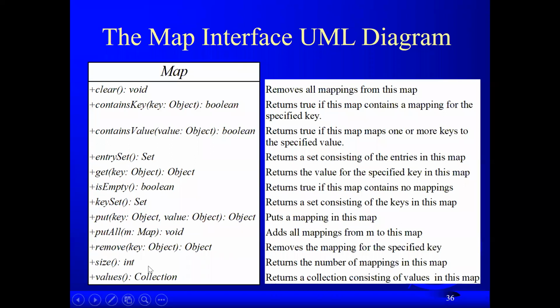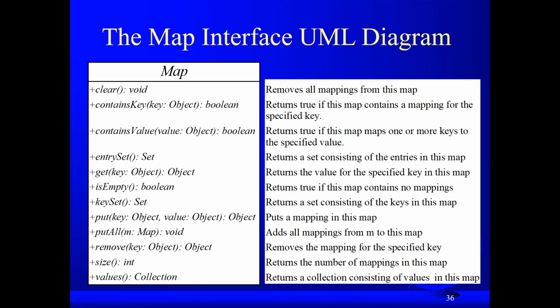Size is the one if you want to know the size of the map, and values is the one which returns a collection of values. If you see here, keySet returns the set of all the keys. As I mentioned, it is a key value pair. If you want to get only the keys, that is the function called keySet. If you want to get only the values, that is the function called values. And if you want to get all the entries, that's where entrySet comes in.